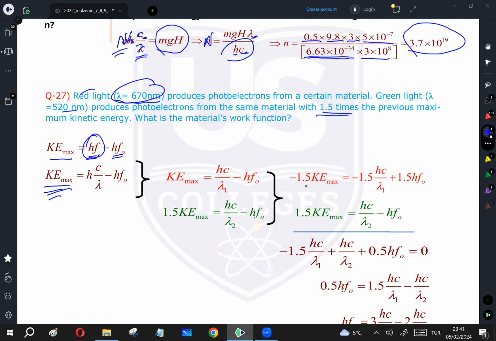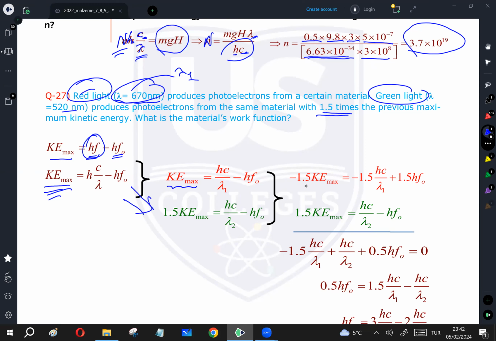Now I'm going to write this Einstein's photoelectric equation for both red light and green light. So red light's photoelectrons energy, say that kinetic energy maximum, equals hc over lambda 1. I'm going to say this 670 as lambda 1. So hc over lambda 1 minus work function hf0. Then let's write Einstein's photoelectric equation for green light.